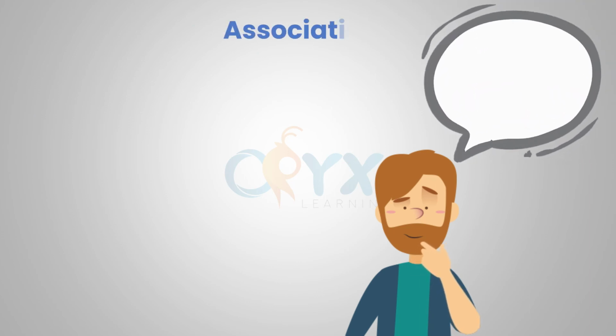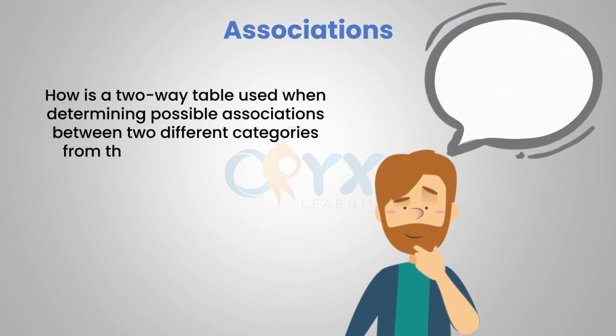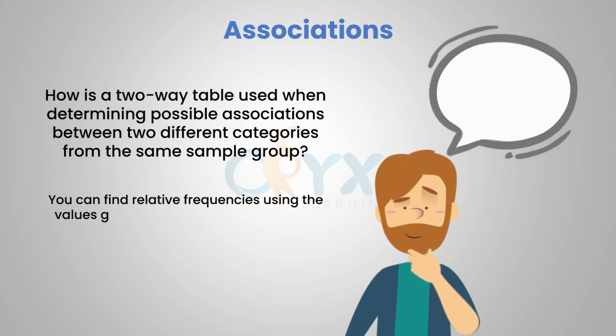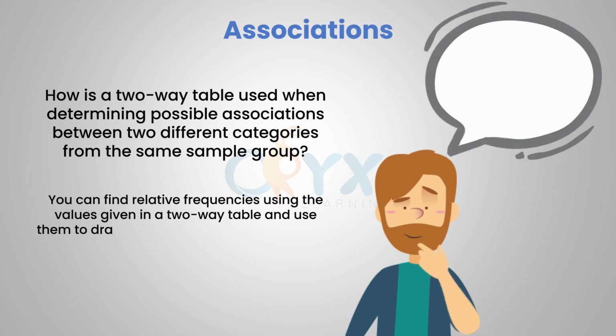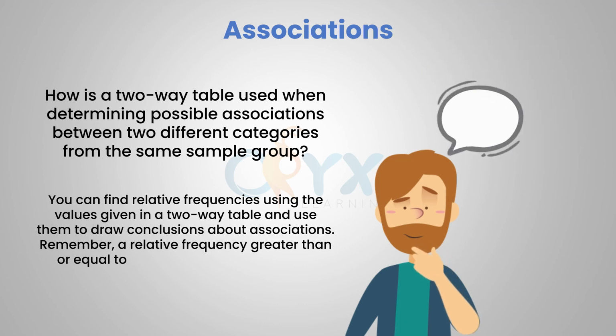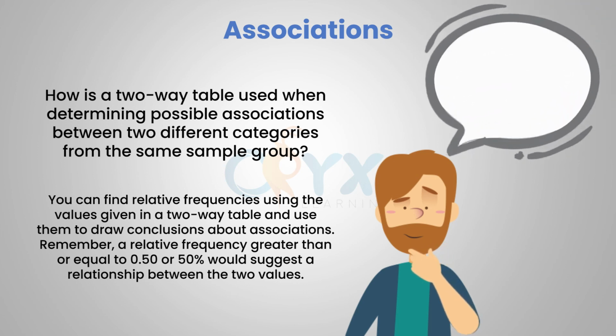Now back to our original question. How is a two-way table used when determining possible associations between two different categories from the same sample group? You can find relative frequencies using the values given in a two-way table and use them to draw conclusions about associations. Remember, a relative frequency greater than or equal to 0.5 or 50% would suggest a relationship between the two values.